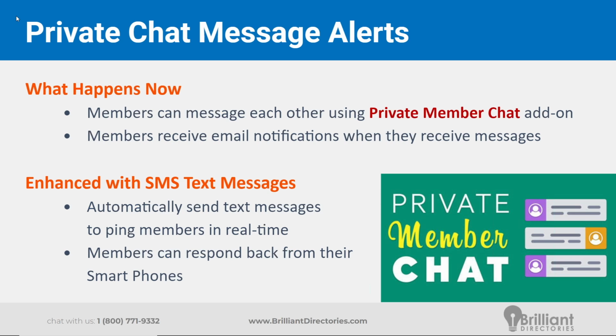So if we dive right in, let's first cover what happens by default now, and then what'll happen once we set up this integration. For now, members can message each other. That does require the private member chat add-on. It basically just adds a DMing or direct message feature so that individual members can message each other back and forth all on your website. And when that happens, your members will receive email notifications every time they receive a new message. That lets them know they got a new message and they need to log into their account to reply to it. That just comes to them as a normal email.